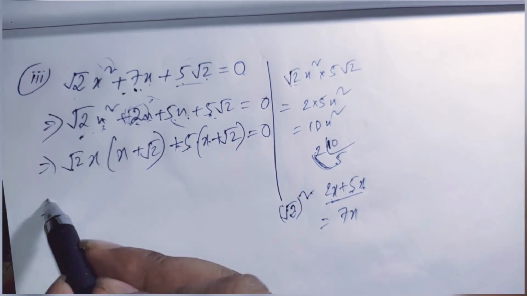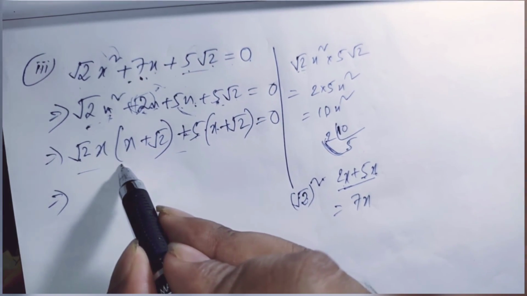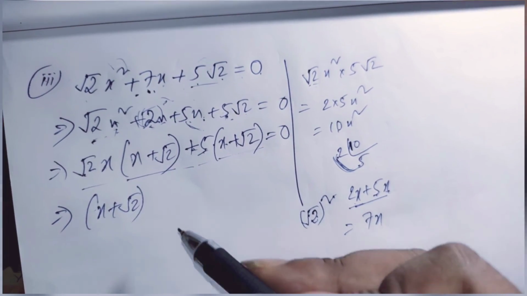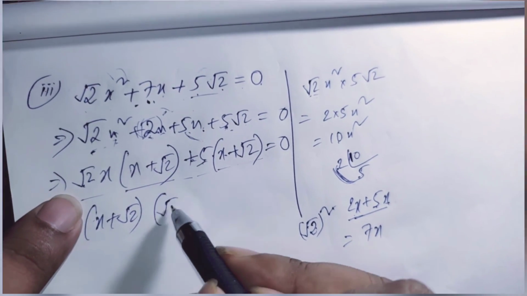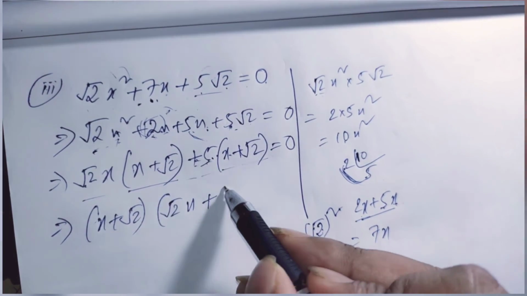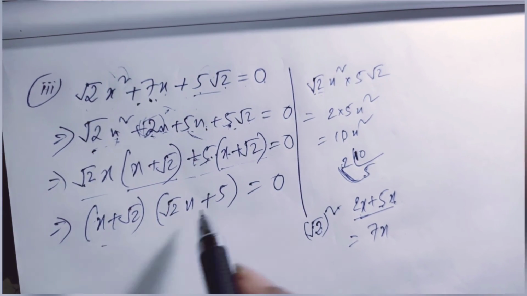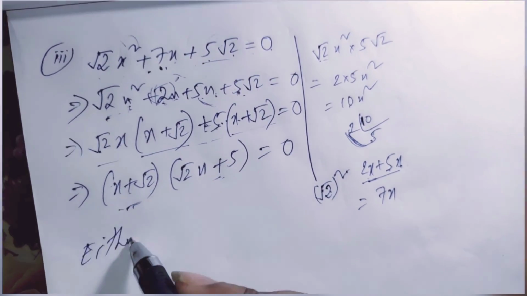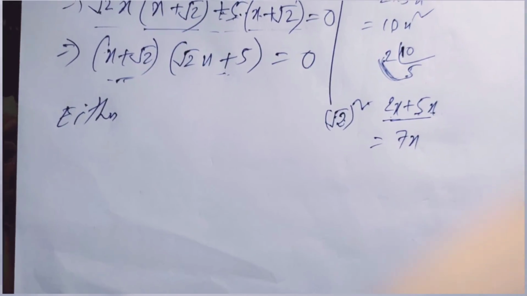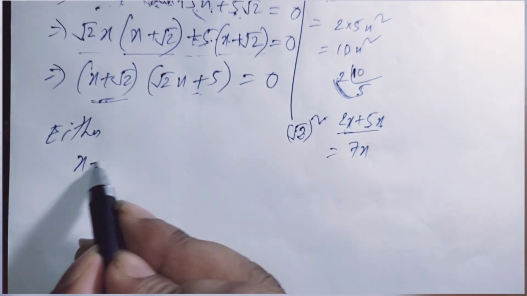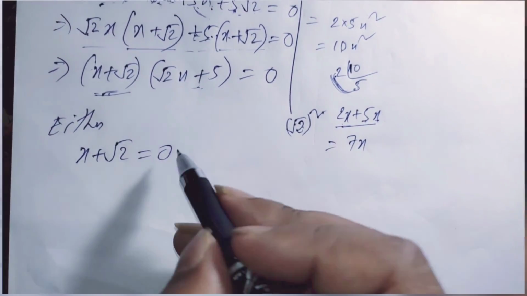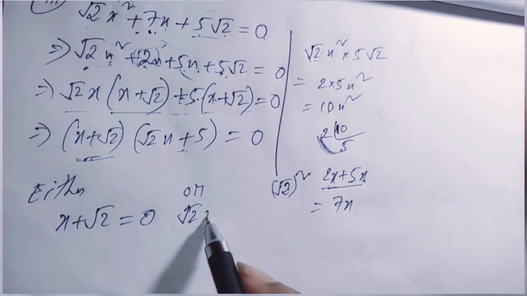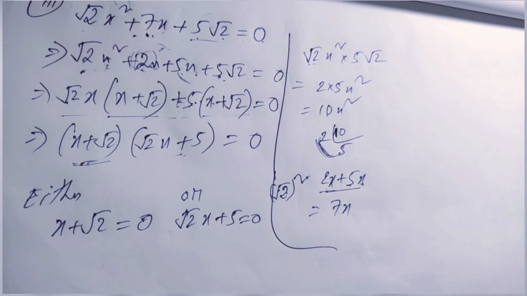Now we can take common x plus root 2 from these terms. Here remains root 2 x, then plus 5. And again the product of two terms is equal to 0, so either of the two needs to be equal to 0. Either the first expression x plus root 2 equals 0, or the second expression root 2 x plus 5 equals 0.